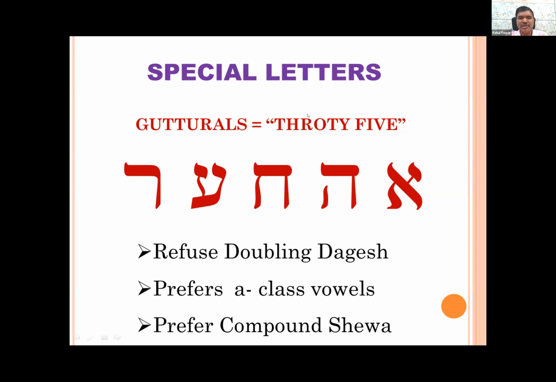These are the three compound Shva which the guttural will always prefer. They will always prefer compound Shva. For example, the word Adonai. First letter, the root letter, is Aleph, and under Aleph there is a compound Shva, Khatef Patach. Then Elohim. For Elohim, Khatef Segol. The guttural, that is Aleph, prefers Khatef Segol. So gutturals will always prefer a compound Shva under them.